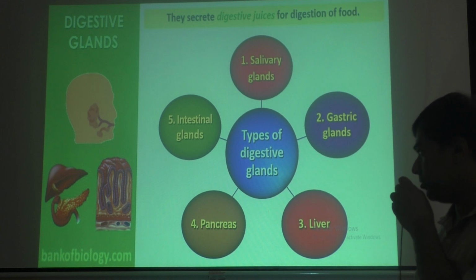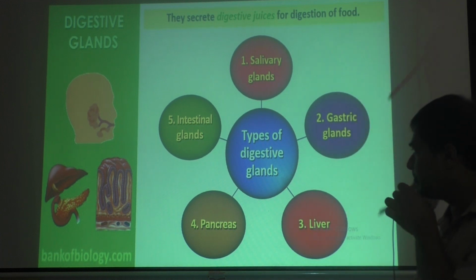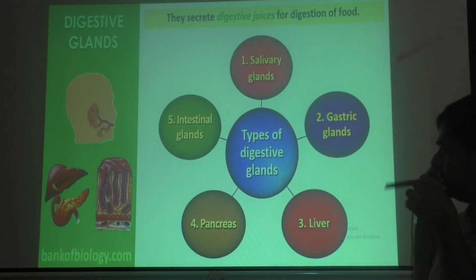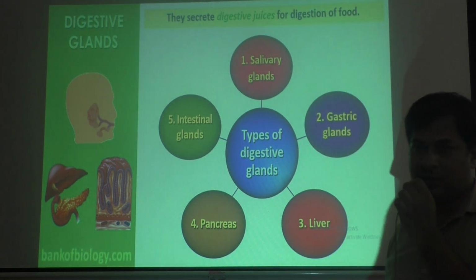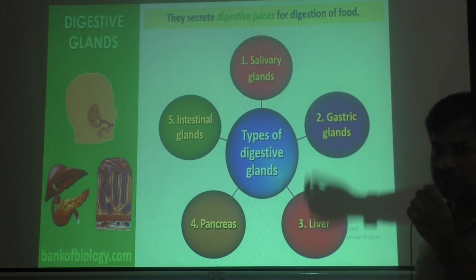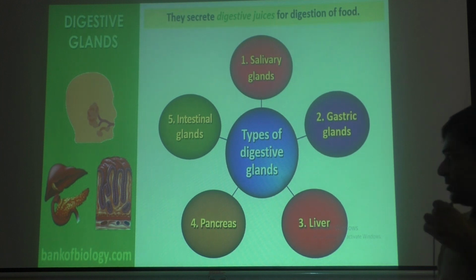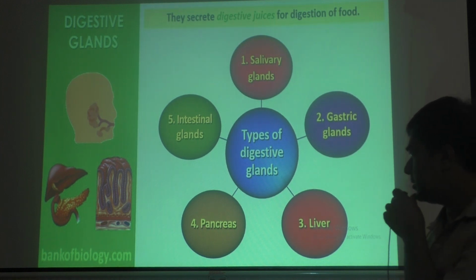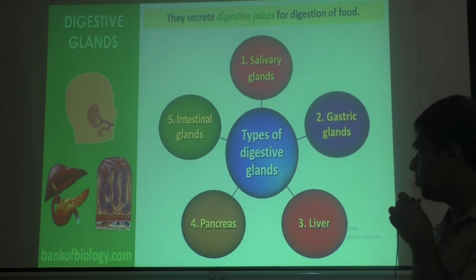Some enzymes are required, like chymotrypsin, trypsin, all these enzymes are required. Then intestinal glands. The intestine also releases some chemicals like cholecystokinin. Already you know gastrin is produced by the stomach. All these are required for release of digestive juices. So the pancreas is also required for secretion of chemicals which are required for digestion of proteins.